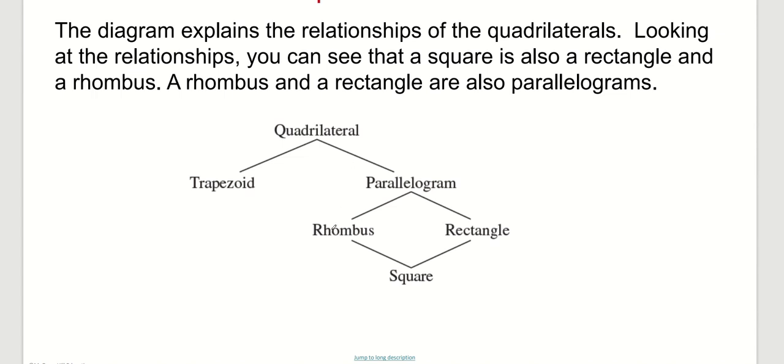Okay. However, a rhombus is not necessarily a rectangle because in a rhombus, all of the sides have to be equal, but in a rectangle, we know that that's not necessarily the case. Also, in a rectangle, the angles are all 90, whereas in a rhombus, they would not all be 90 degrees.